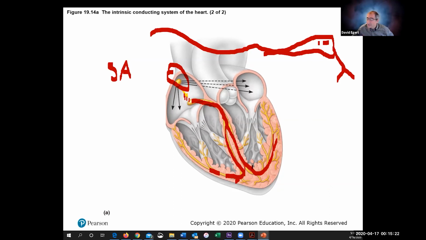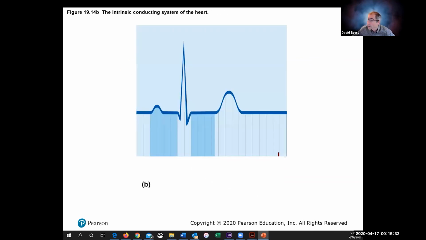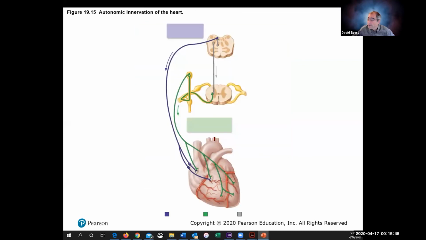These things conducting the electricity are actually kind of modified cardiac muscle cells that have very little actin and myosin. They're more optimized just to conduct electrical signals. We didn't do this in this class. This is just as the cardiac muscle gets excited, it makes these electrical signals, the P, the QRS, T.